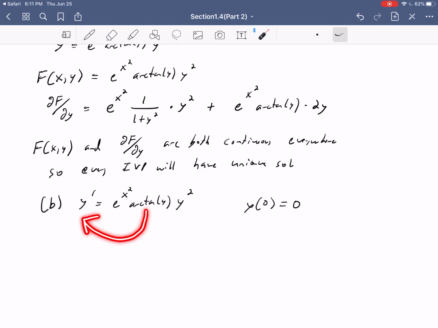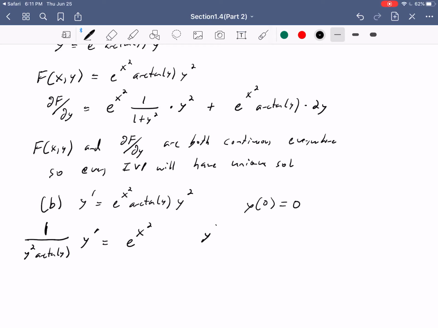Let's try to pull the arctangent and the y squared over. We can do those simultaneously. So we can bring this over as 1 over y squared arctangent of y, times y prime, is equal to e to the x squared. Now, of course, when we did that, we have to make some notes here. That means that we're assuming y squared not equal to 0 and arctangent of y not equal to 0.